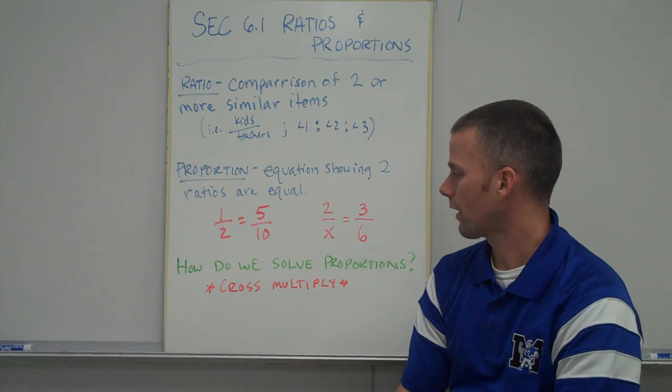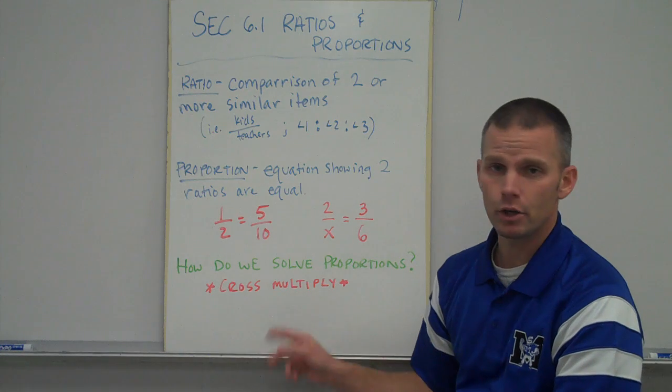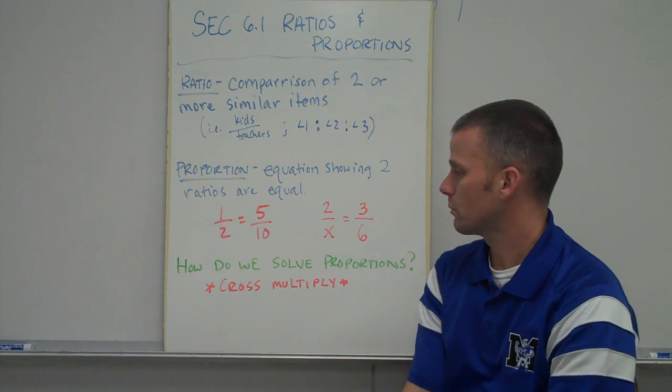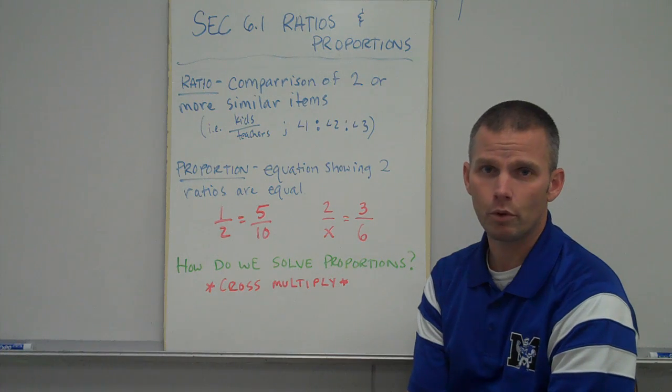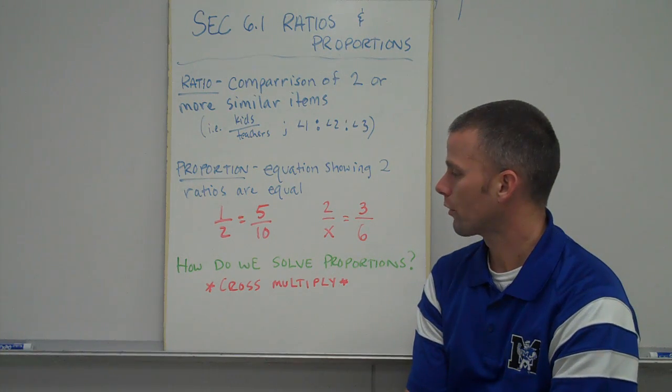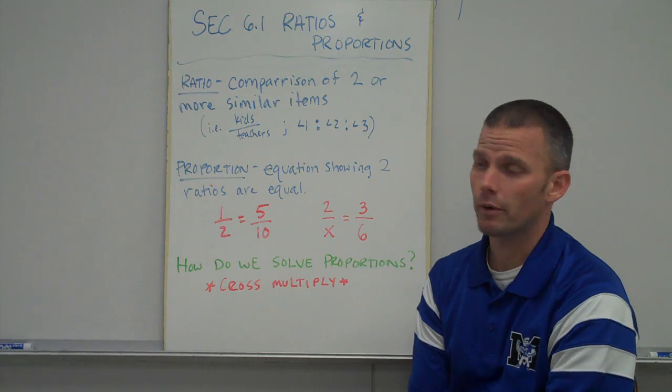You're probably familiar with how we solve proportions. If you're not, we use a little method we like to call cross multiplication. So we're going to do some cross multiplying, probably some basic stuff to begin with, and we'll get a little more in depth, a little bit harder as we go along. So that's what we're going to take a look at right now.